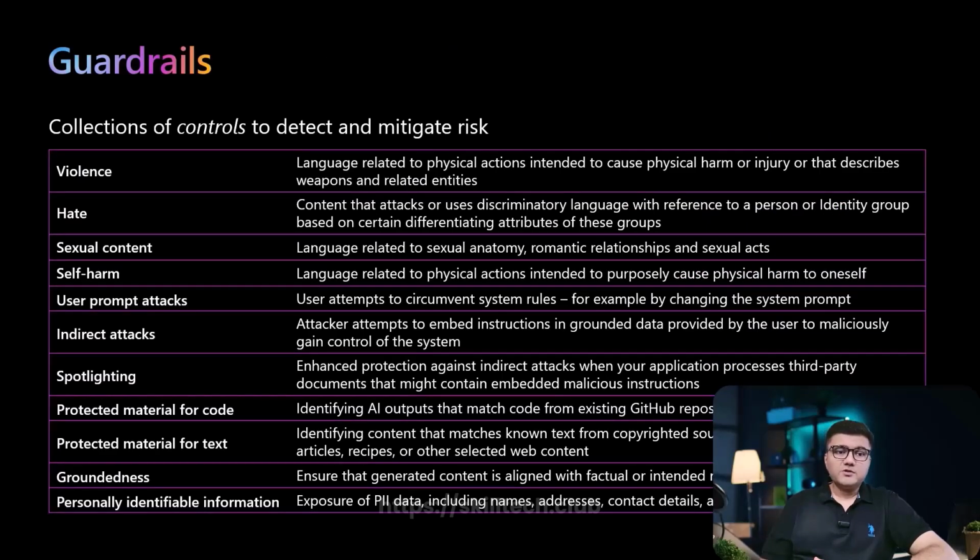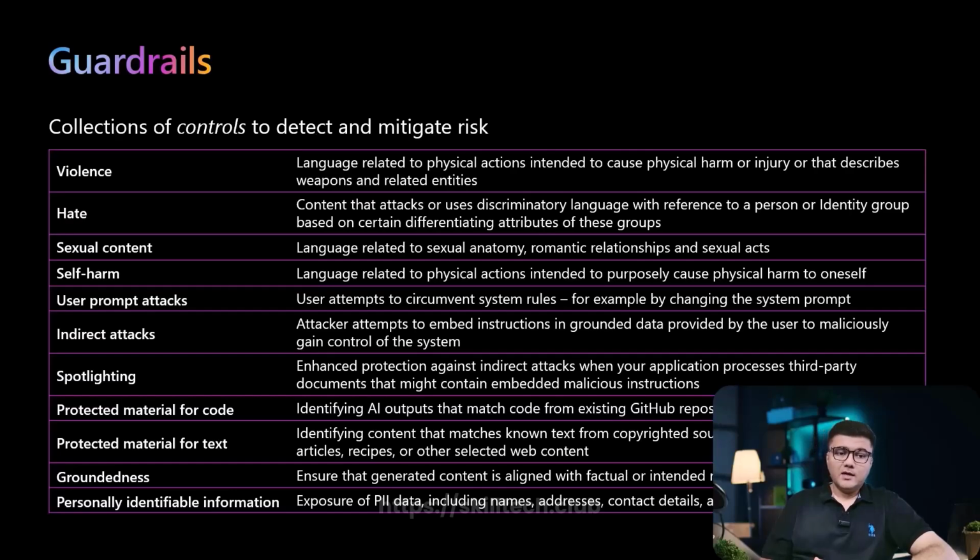We have a collection of controls to detect and mitigate risk. Basically, these guardrails help you mitigate risk at various levels. For example, violence, hate, sexual content, and self-harm are things which we can control with the help of the content filter. And whenever we find any language related to any of those things, it's automatically going to be blocked.